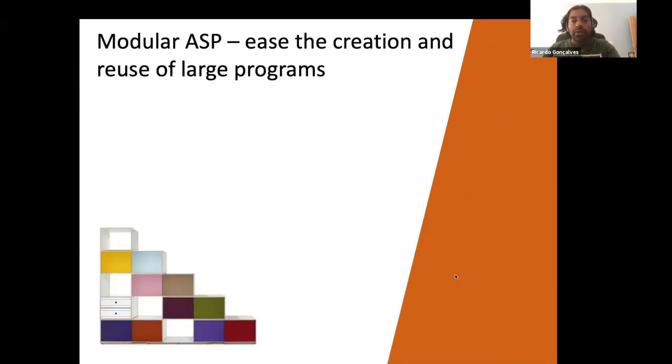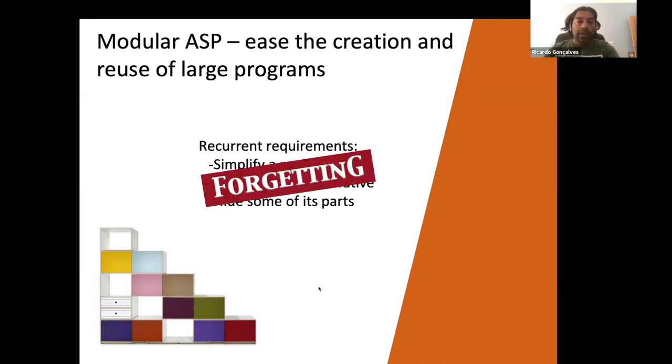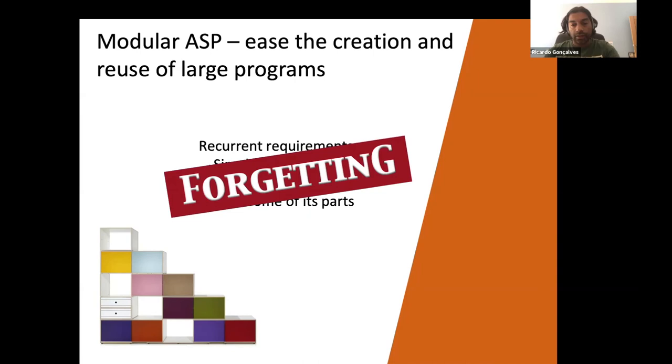When programming on a large scale, a modular approach is fundamental to ease the creation and reuse of programs. Each module can be seen as a simple program with a well-defined interface, so that we can compose these modules and create large programs. In this kind of approach it is usually necessary to simplify a program, namely by making it more declarative. It may be the case that we have introduced auxiliary atoms that don't have a declarative meaning. So we want to remove them while keeping the represented knowledge about the remaining atoms. And this can be done precisely by forgetting in ASP.